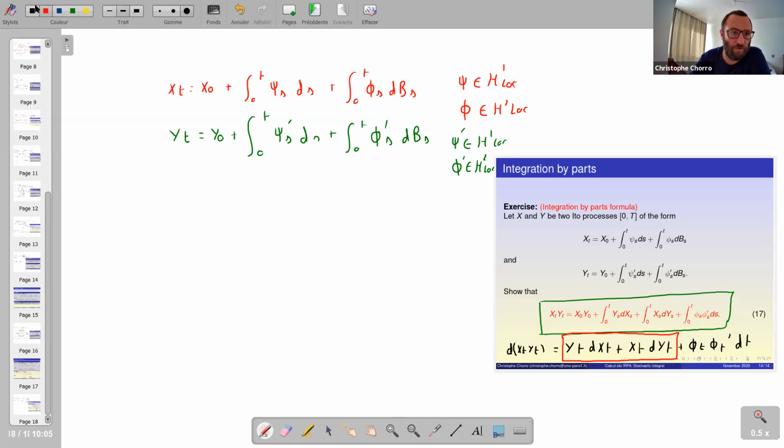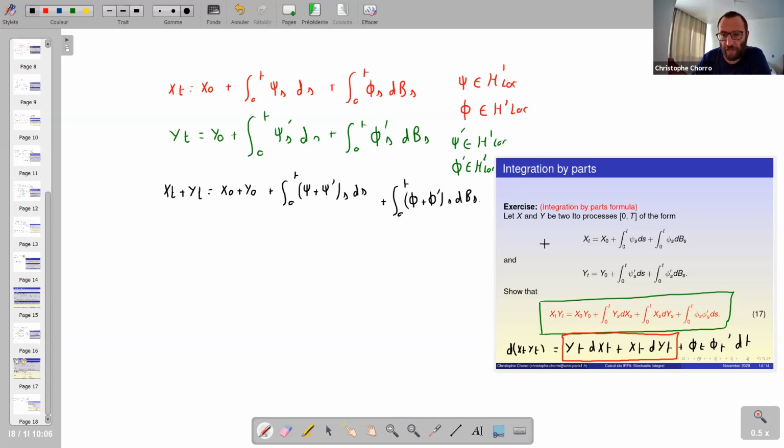And the idea is to use the following. The idea is to say that if I do the sum, I know what is the Ito decomposition of the sum. I can write it x0 plus y0 plus the integral between 0 and t of psi plus psi prime of s ds, plus the integral between 0 and t of phi plus phi prime of s dbs.